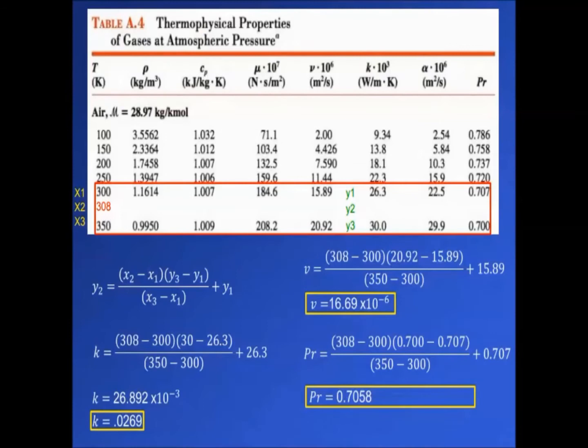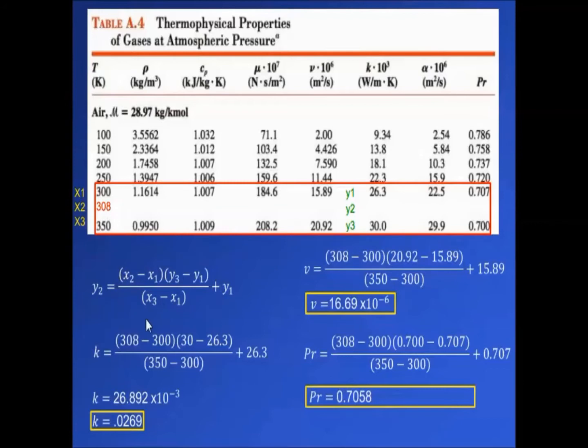So now we can go to table A4, the thermophysical properties of gases at atmospheric pressure. We have our temperatures in Kelvin over here, and all of our properties to the right. Now we need to do some interpolation, because our average temperature, based upon the assumed T_s, is 308, and 308 does not exist here. We have 300 and 350, so we need to do some interpolation to figure this out.